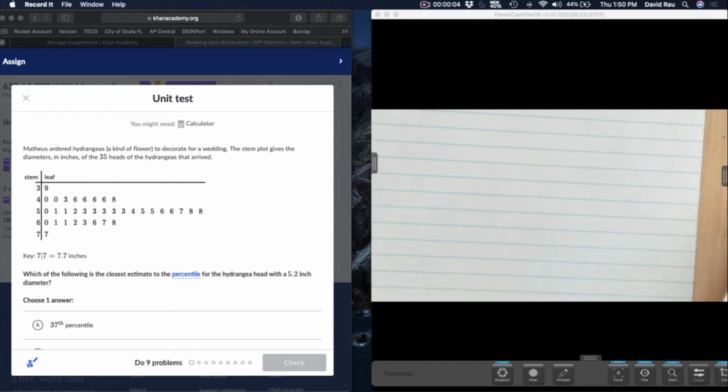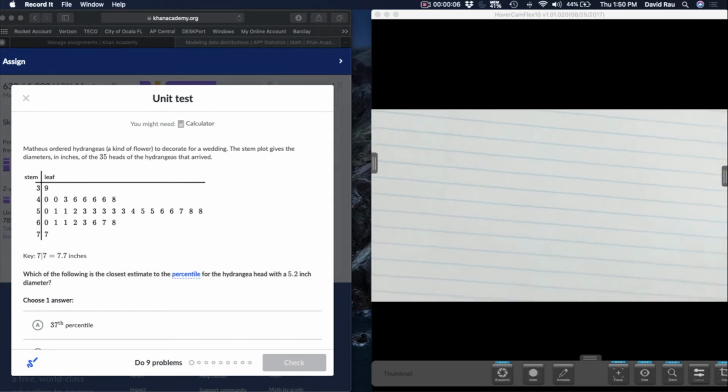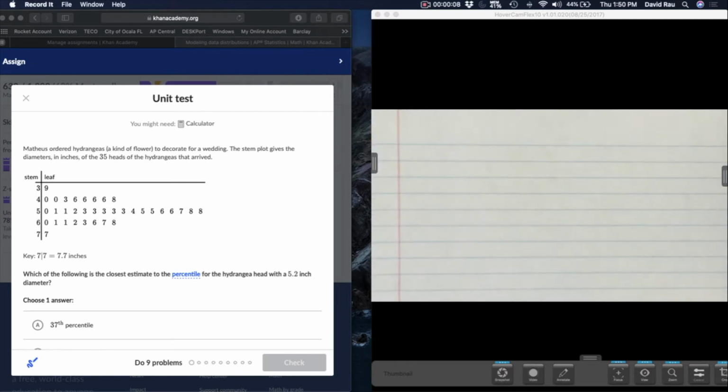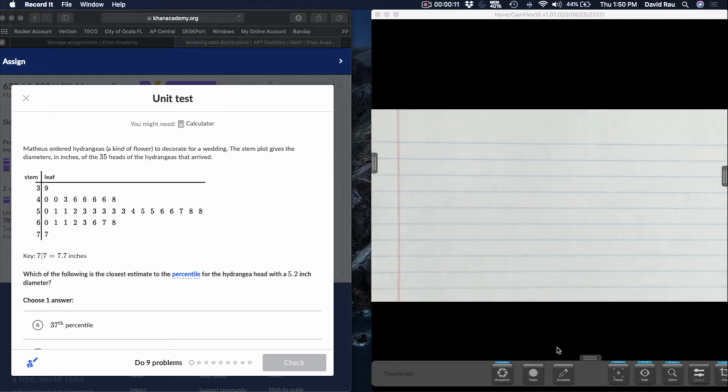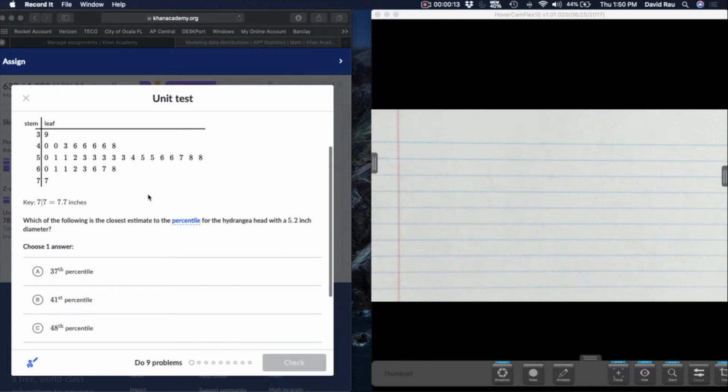All right, everyone. So now it's time for the modeling data distributions unit test. So first question here is we have a stem and leaf plot, and they ask us to estimate the percentile for a hydrangea head with 5.2 inch diameter.